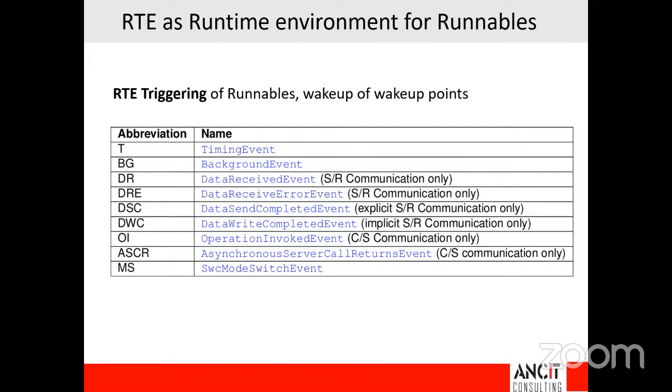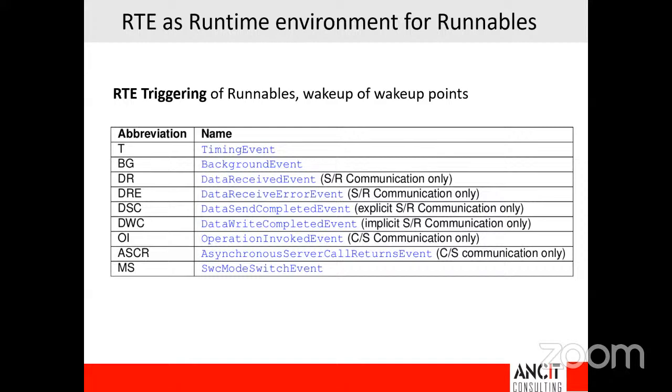Timing event means whenever 100 milliseconds have elapsed, your timer will trigger one API, and that API will be used to set an RT event. Once this RT event flag is set, again, like I mentioned, we call the OS task, and the OS task in turn will execute all the runnables mapped under it. So that's called a timing event.